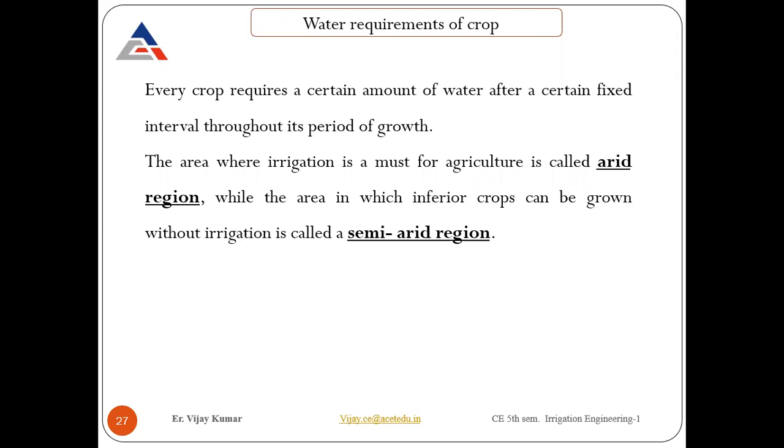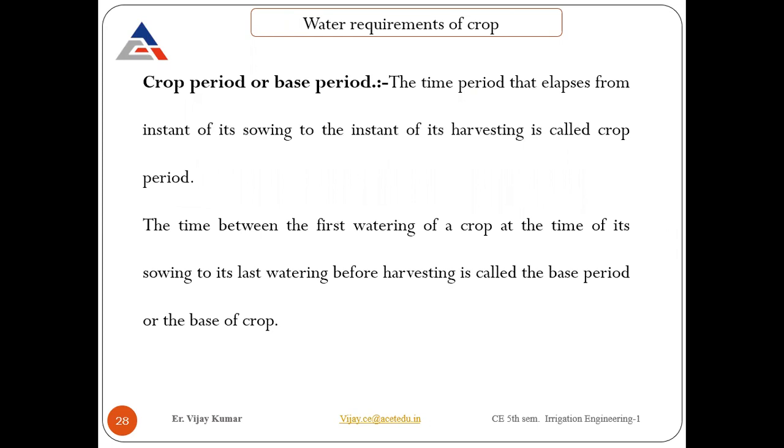The area where irrigation is a must for agriculture is called an arid region. Arid region means dry areas where irrigation is a must. While the area in which inferior crops can be grown without irrigation is called a semi-arid region. So these are the things that we address. Then we are coming to the technicalities.